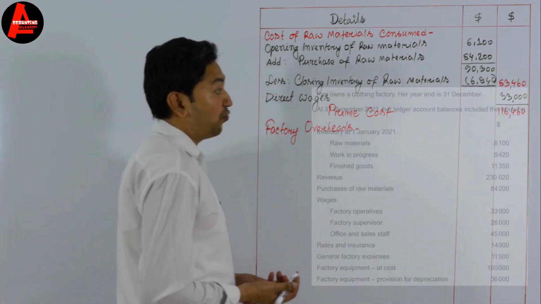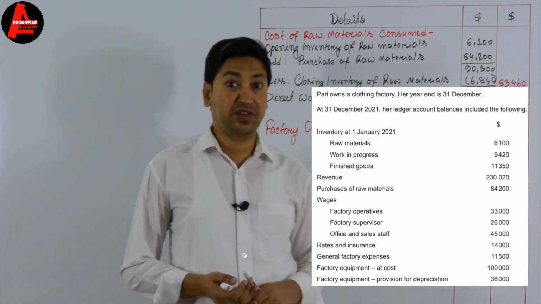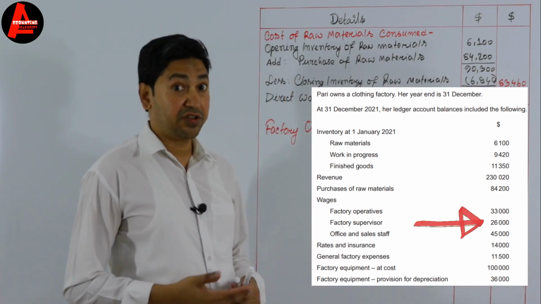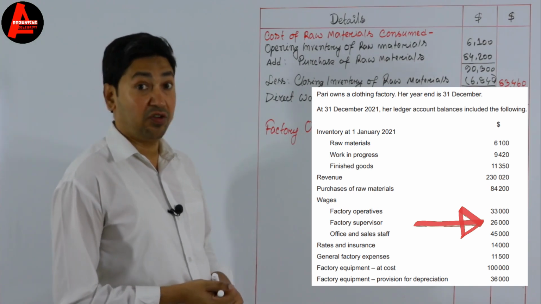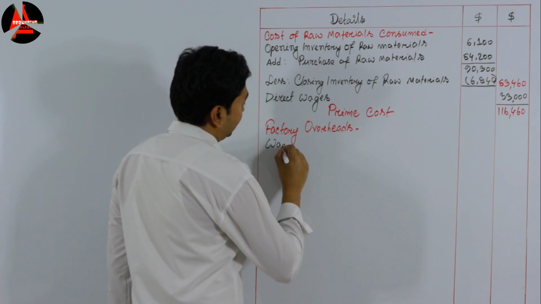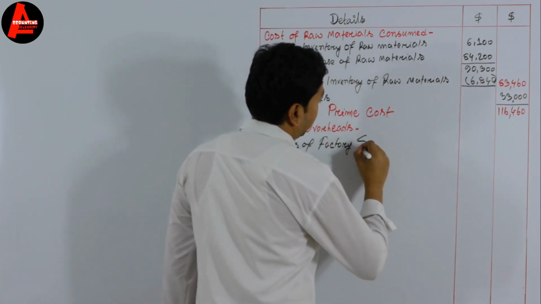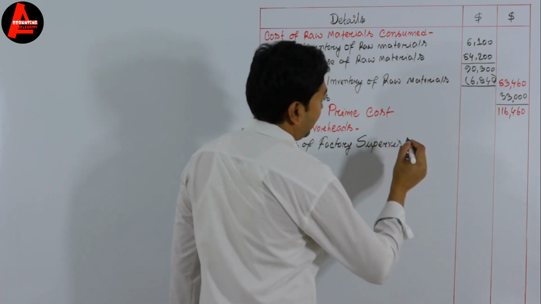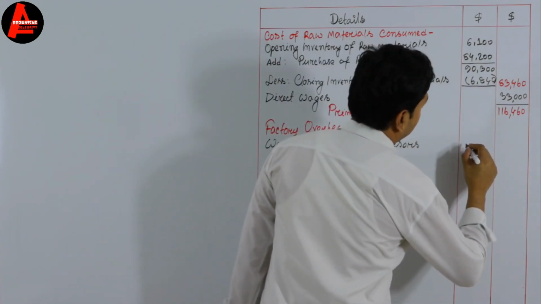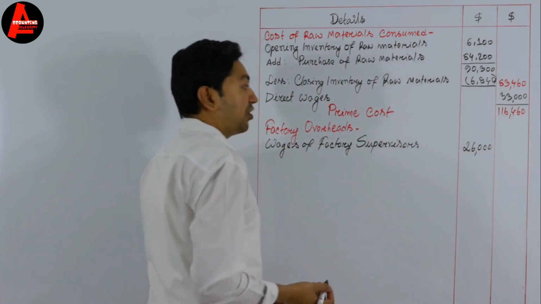Okay, so what is factory overheads? We have here wages of factory supervisors. Factory supervisor salary or wages will be factory overheads. So let us write here wages of factory supervisors. Okay, so it is $26,000.